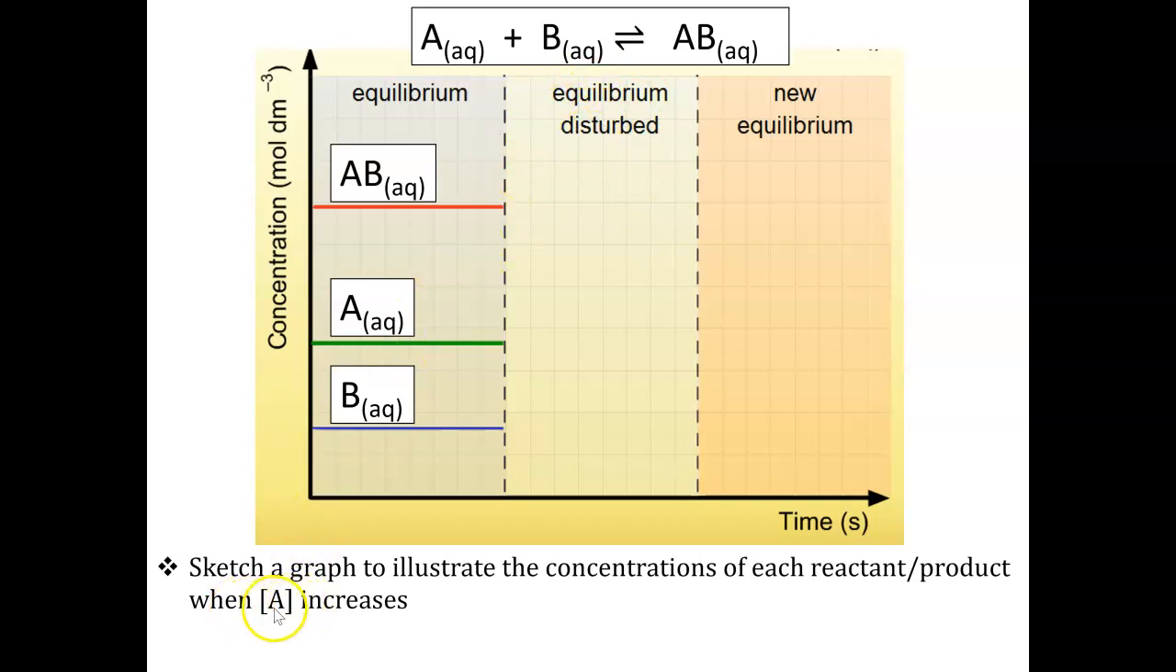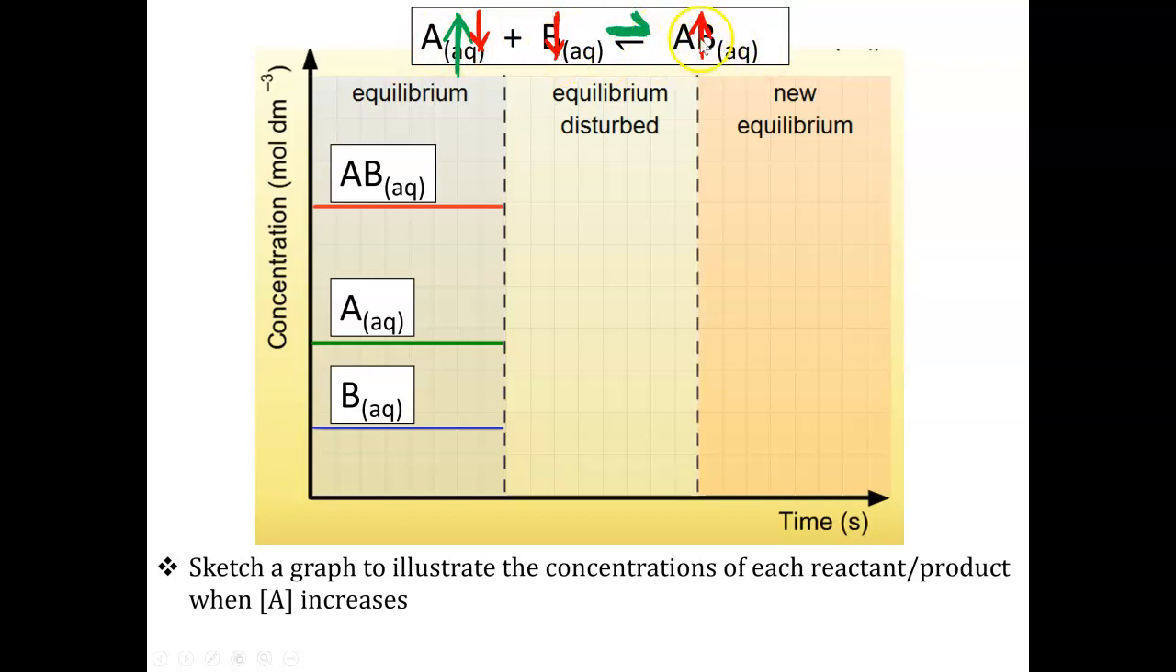So in this case we are going to increase the concentration of A. By increasing the concentration of A, we've made it more likely for A to collide with B. This provides the forward reaction with the advantage. And as the reaction shifts forward, we will use up A to make AB. We'll use up B to make AB.